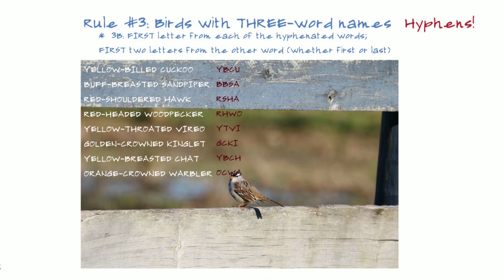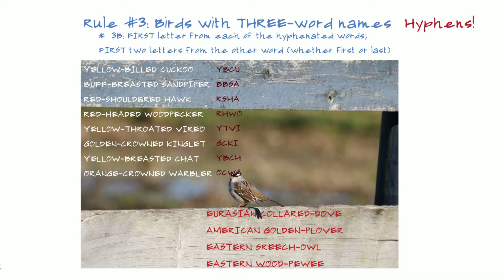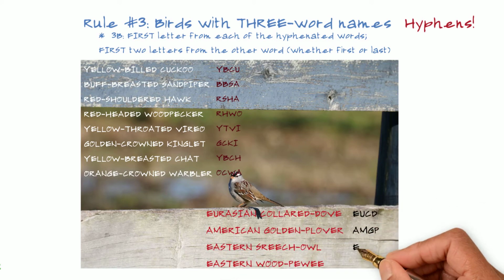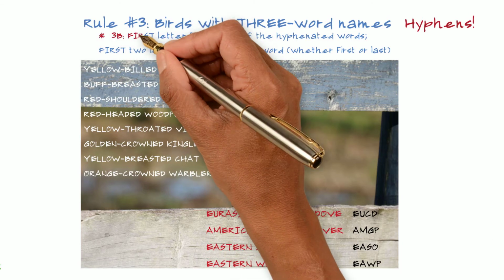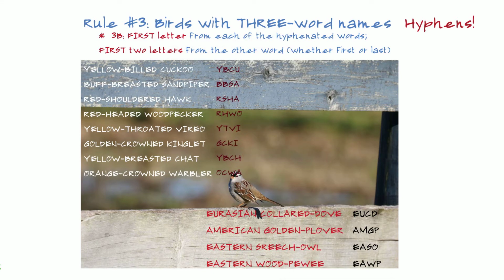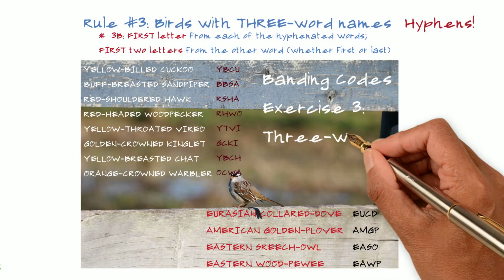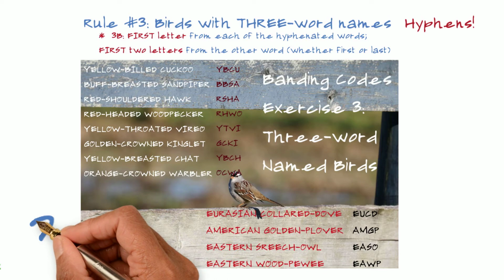Now look at some of the bird type names that are hyphenated rather than the descriptor. Remember the rule: 1 letter from each of the hyphenated words and 2 letters from the other, no matter if it comes first or last. I've given you another exercise with the rest of the 3-word name birds, but I'll leave the topic with a special case. Which 3-word bird has 2 hyphens?